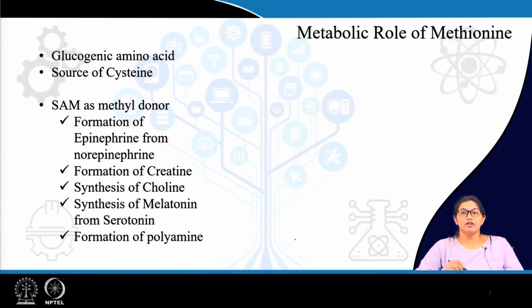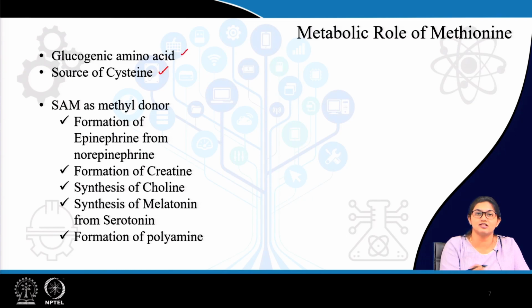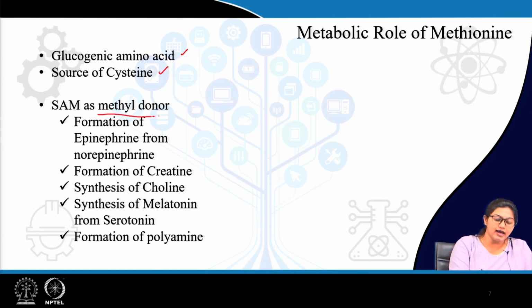So, what are the different roles of methionine? Definitely, methionine is one glucogenic amino acid as well as the source of cysteine, which we have already discussed. Apart from that, the major important role of methionine is as a methyl group donor to different types of reactions.